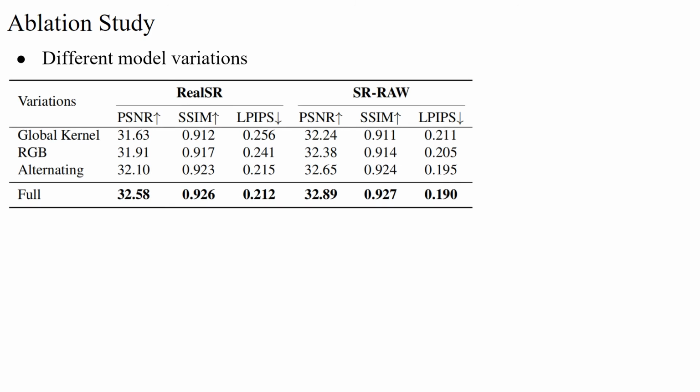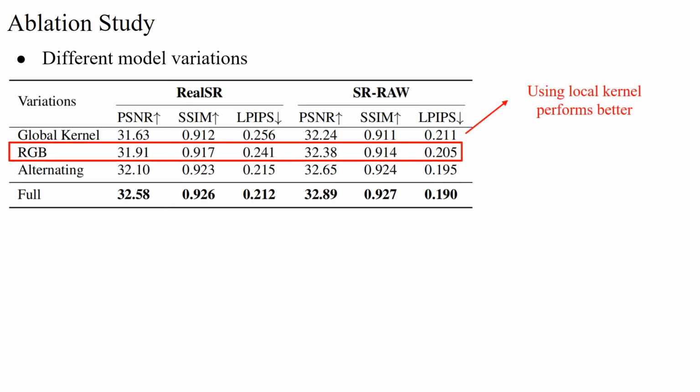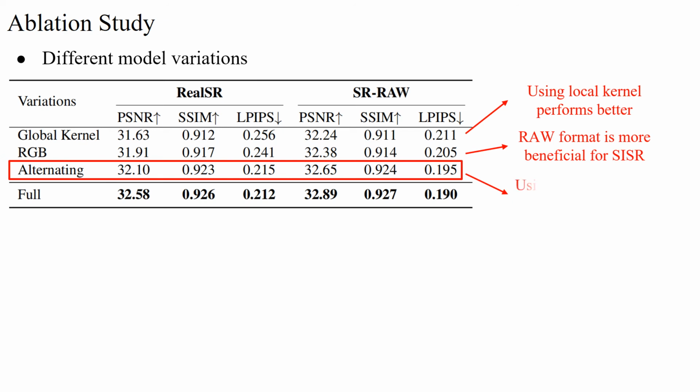We also do an ablation study to analyze the effectiveness of the algorithm details. One is the different model variation. The first one indicates that the local kernel is more accurate. The second shows that raw data is indeed more beneficial to the image super-resolution task. The third one is the change in the way the equation is solved. Obviously the joint estimation has the best performance.